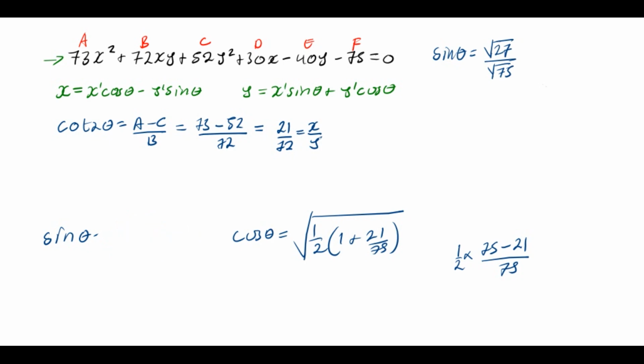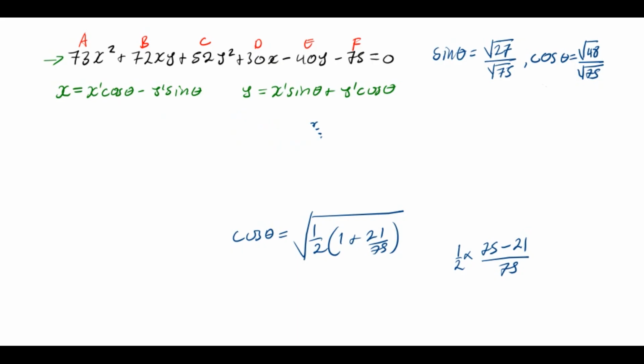Okay, then what about the other one? This other one is just 75 plus 21, then divided by 2, that's going to be 48. So cos theta is equal to the square root of 48 divided by the square root of 75, like that. Okay, I'm hoping I haven't left anyone behind.